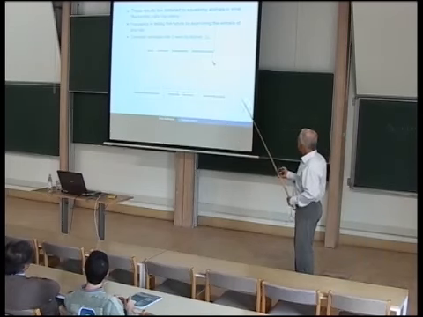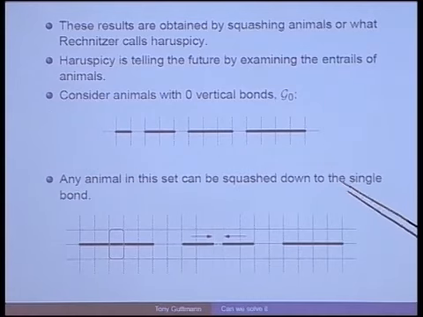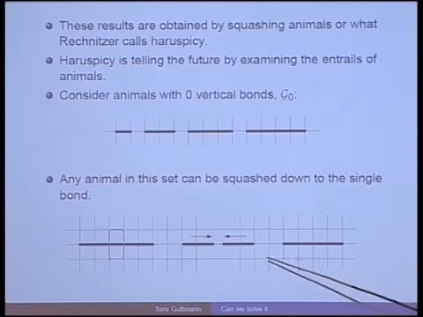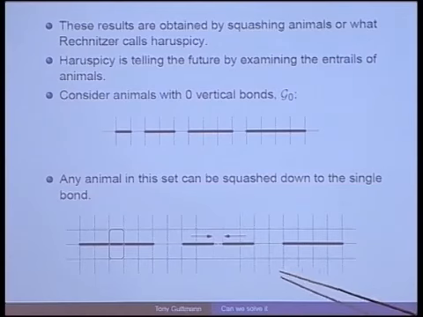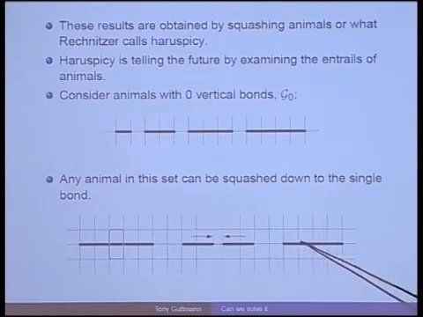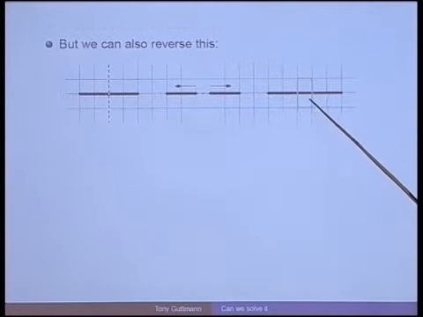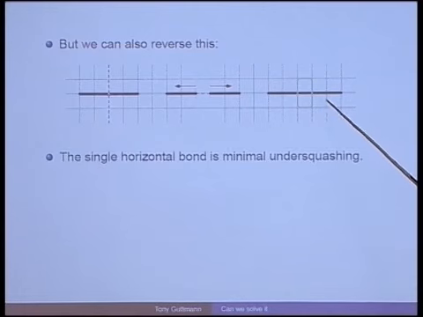So, consider firstly animals with 0 vertical bonds, which is the one I've just mentioned here, G0. Here they are. Any animal in this set can be squashed down to a single bond by just bond deletion, as we've shown here. Find a bond, delete it, close up the animal, and you go from a 5 animal to a 4 animal. And you can also reverse this by bond insertion. The single horizontal bond is minimal under squashing.